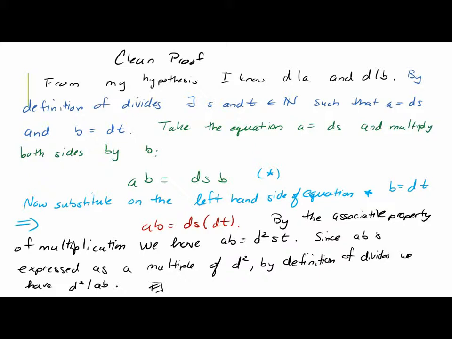By the associative property of multiplication, I can rotate things around. Since AB is expressed as a multiple of D squared, I don't even have to say I have a formula for the X. I can make it very clear to the reader. AB is a multiple of D squared. By definition, D squared divides AB.